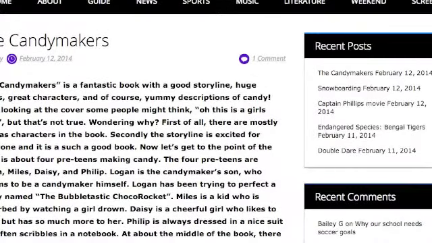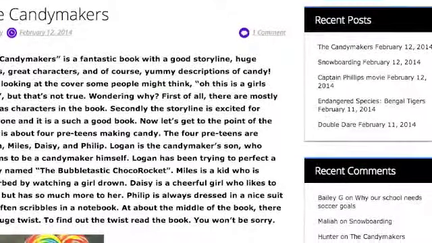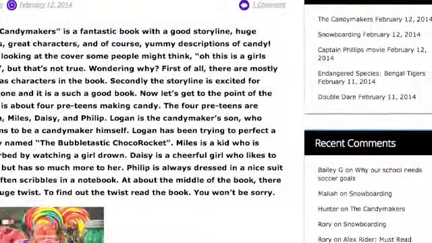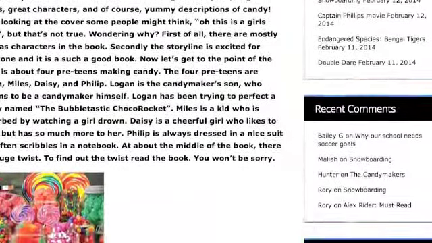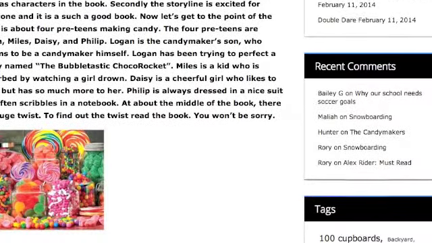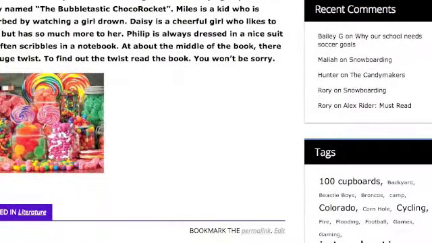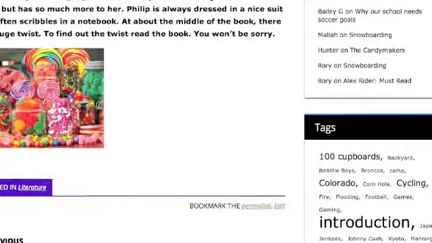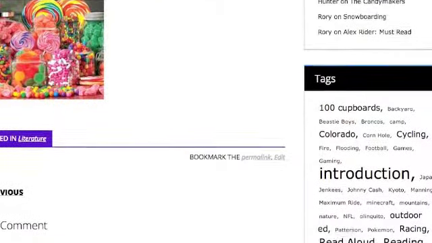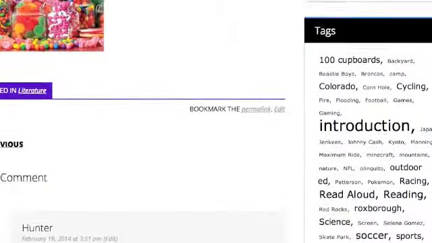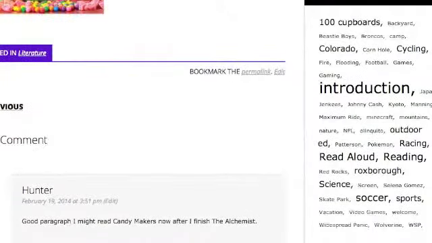And so, as you can see here, what we have is a post by a student that was a review of one of the books that she was reading. And again, students are encouraged to add comments and provide their feedback on what it is that they had read and engaged with.